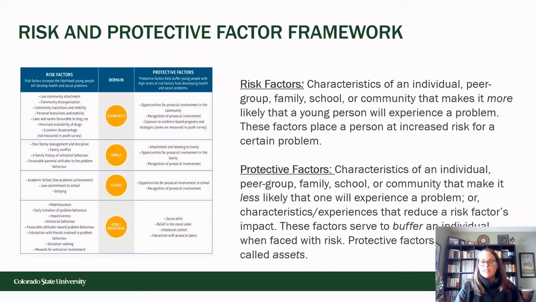After introducing the social development strategy, I then move on to talking more specifically about the risk and protective factor framework. Risk factors can be defined as characteristics of an individual, peer group, family, school, or community that makes it more likely that a young person will experience a problem. These factors place a person at an increased risk for a particular problem. On the other hand, protective factors are characteristics that make it less likely that one will experience a problem, or characteristics that reduce a risk factor's impact. These factors then serve to buffer an individual when faced with risk. Protective factors are also often called assets.